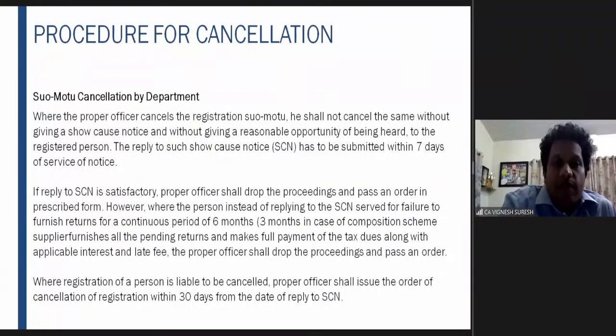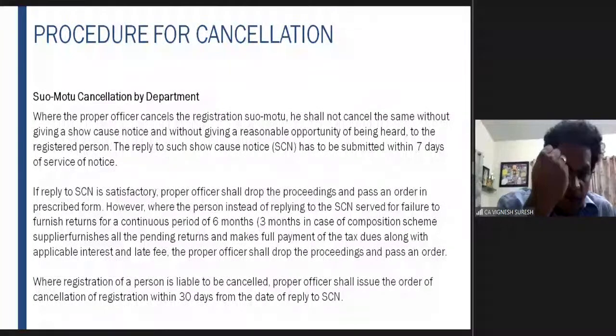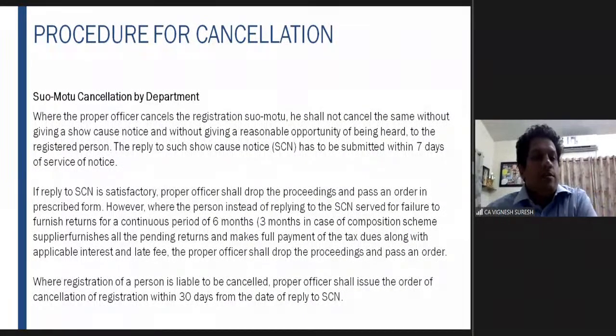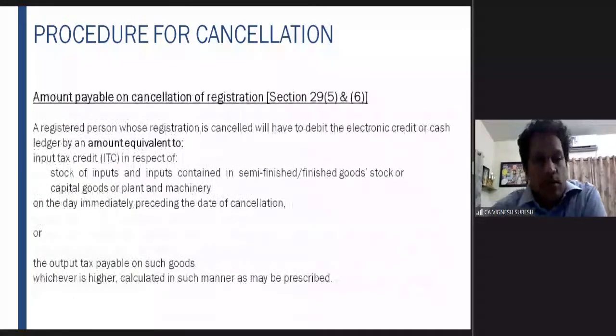Then if the proper officer cancels the registration suo motu, he shall not cancel the same without giving a show cause notice. Opportunity of being heard has to be given. Reply is to be submitted within 7 days of the service of the notice. If the reply is satisfactory, he will pass an order. If, for failure of furnishing returns for a continuous period, the person files all the returns and makes the payment of all the tax dues, he will drop the proceedings and issue the order. So therefore, these are all the procedures with regard to cancellation of registration.